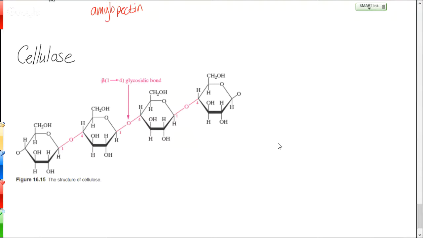Can we digest cellulose? No. We cannot. That's what we call fiber, right? You eat it, you don't digest it, it just pushes everything out on its way out. Who does eat cellulose? What kind of animals? Cows, yeah. You need those multiple stomachs, different kinds of enzymes and things like that to break down cellulose because it is so strong.